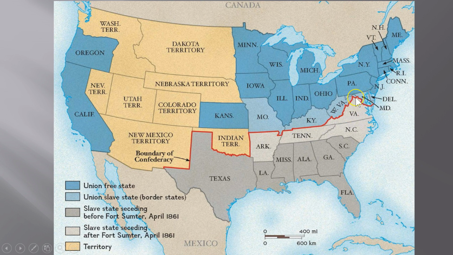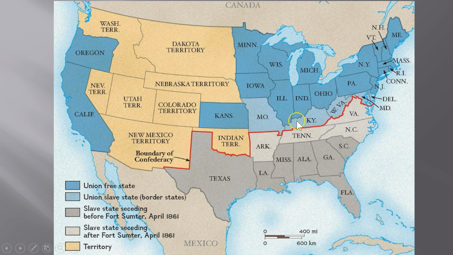Over the course of the war, Virginia is going to split. Virginia at the beginning of the war included all this territory of Virginia and West Virginia. West Virginia is going to end up leaving Virginia and joining as a Union state. We didn't have a whole lot of slavery in West Virginia in the mountains.